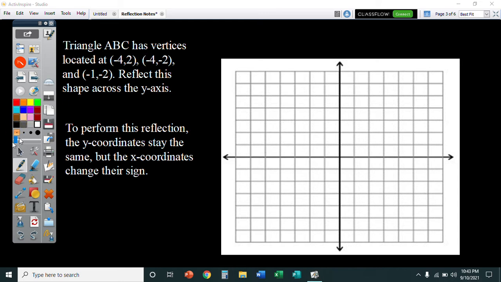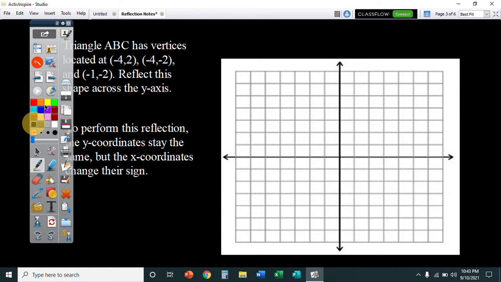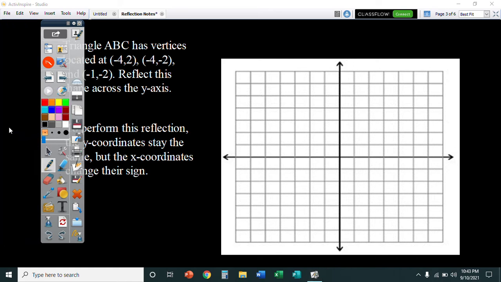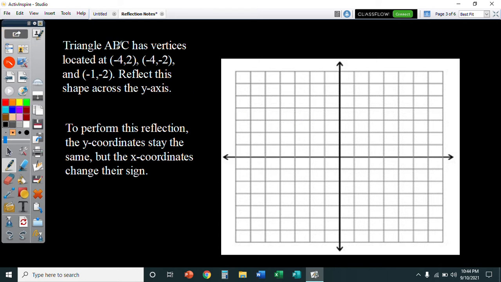So here's a triangle. It says it has vertices located here, reflected across the y-axis. So let's graph this first. Negative 4, 2. Here's the origin. So negative 4, 2: 1, 2, 3, 4, 1, 2. And this is A. B is at negative 4, negative 2, so it's going to be down here. This is B. And C is at negative 1, negative 2. So this is our pre-image, and I know that because there are no prime marks on the vertices. Again, you don't have to put the P in there, but you may want to.